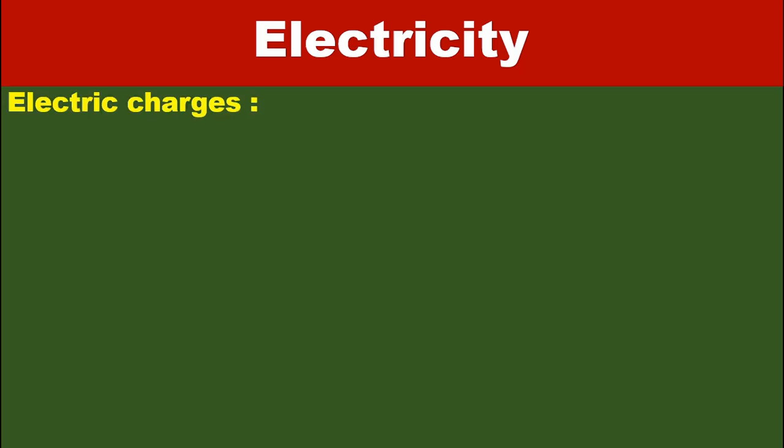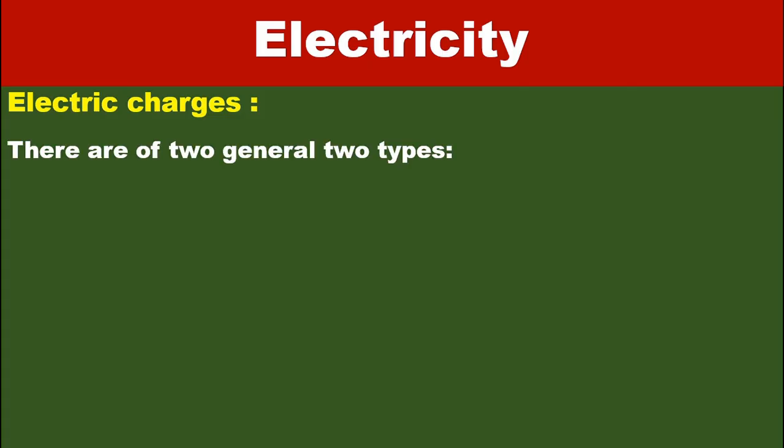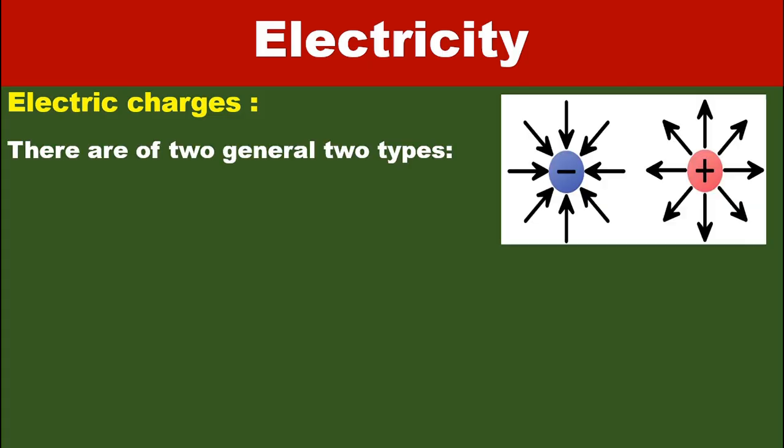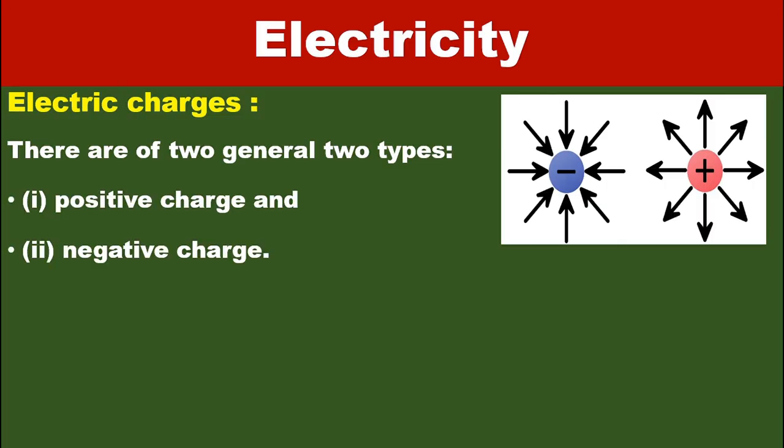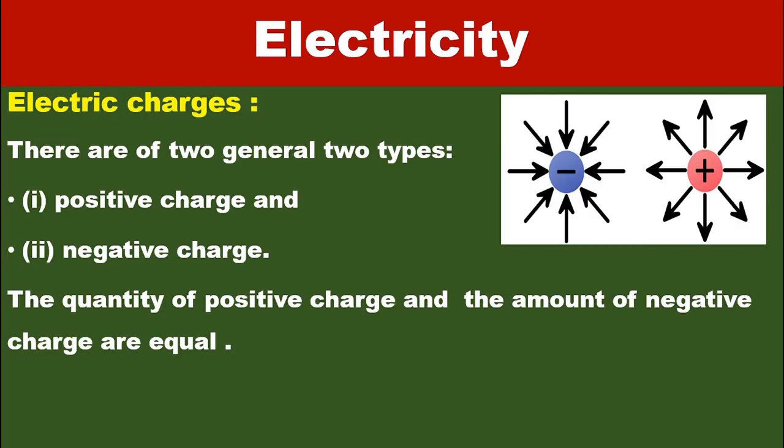In nature, electricity is conducted only in the presence of electric charges. There are two types of electric charges. Let us see a picture here. One is a positive charge and the other is a negative charge. In nature, these positive and negative charges are always equal in any object. This electric charge is denoted by the letter Q.